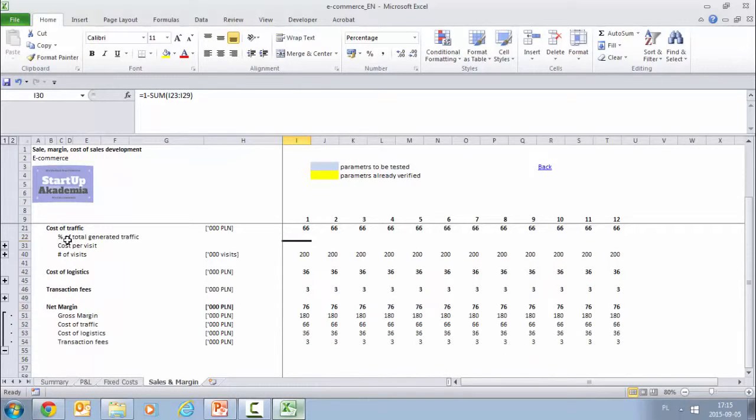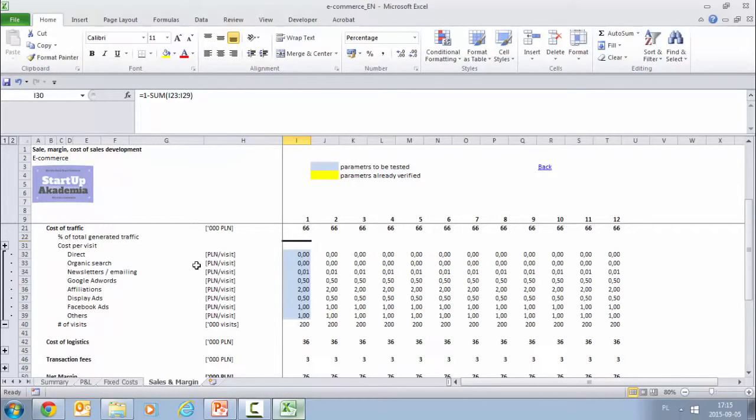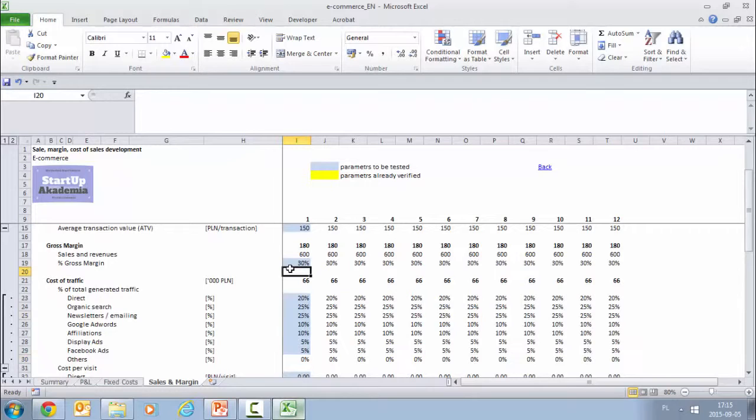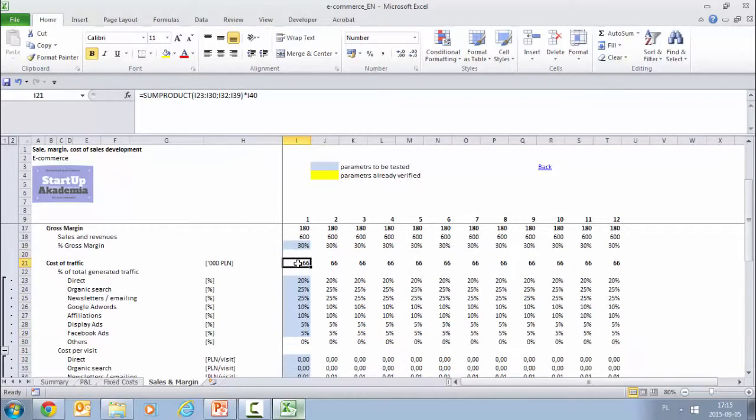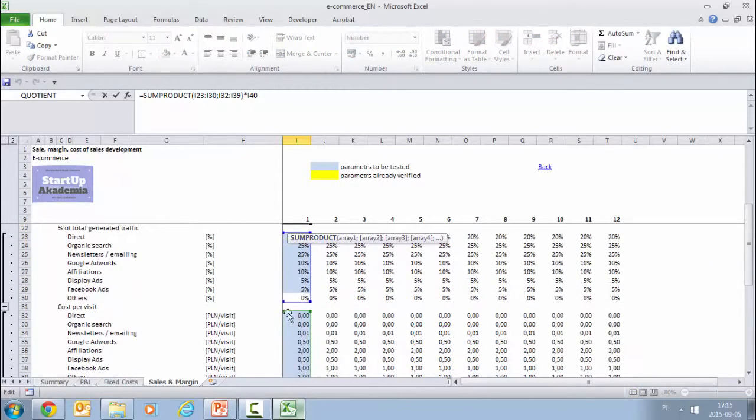Now, this is the share, and then we have to, for each and every source, try to estimate how much it costs us to get one visit from there. So obviously direct is 0 or close to 0, organic the same. We have to pay for newsletters maybe, for sure for Google AdWords, affiliation, display ads, etc. So now let's see how the formula works. So basically what it does, it multiplies the structure at which you get the traffic by the cost.